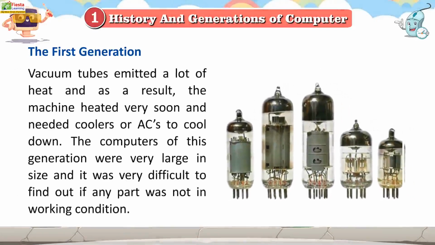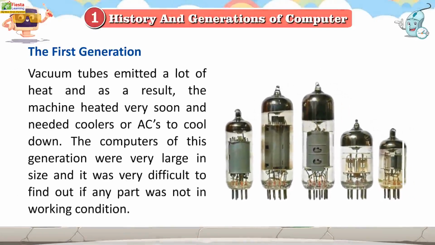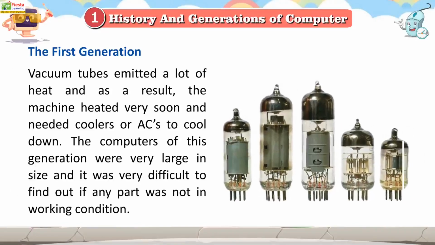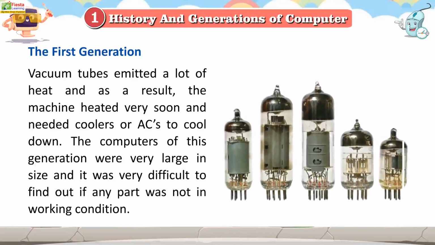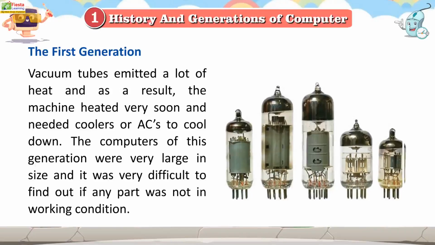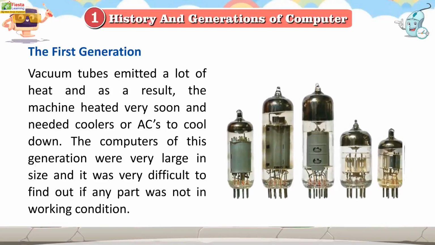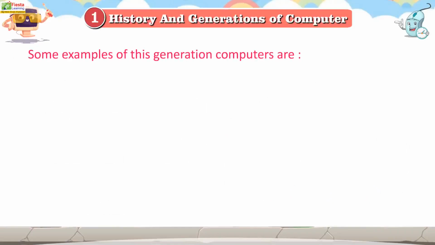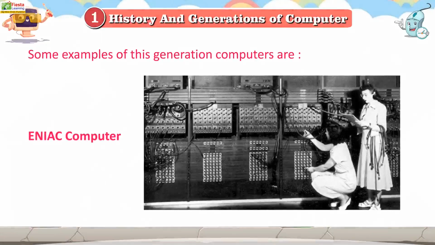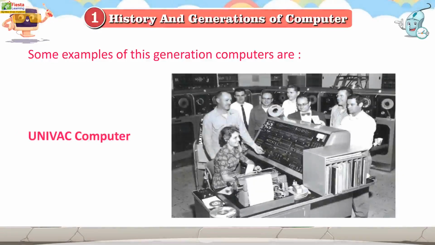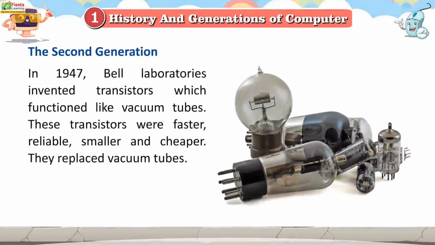Vacuum tubes emitted a lot of heat, and as a result, the machine heated very soon and needed coolers or ACs to cool down. The computers of this generation were very large in size, and it was very difficult to find out if any part was not in working condition. Some examples of this generation computers are ENIAC computer, UNIVAC computer.